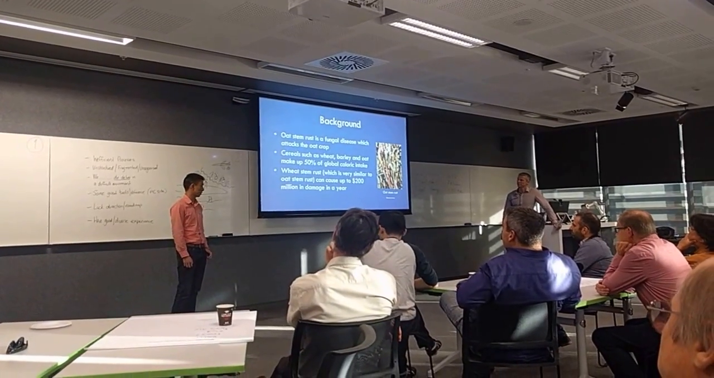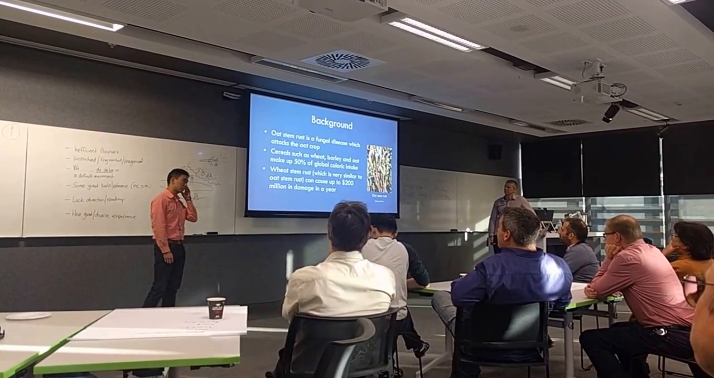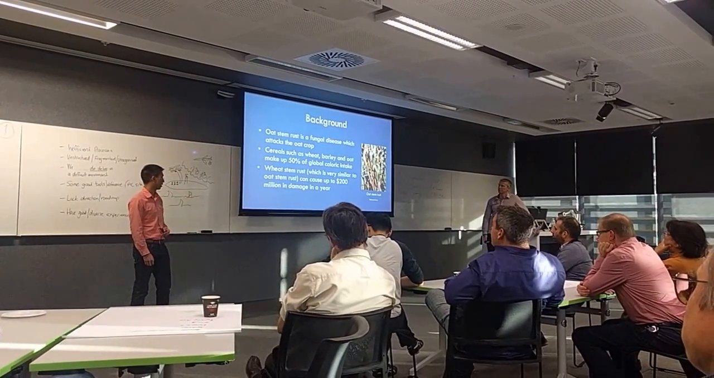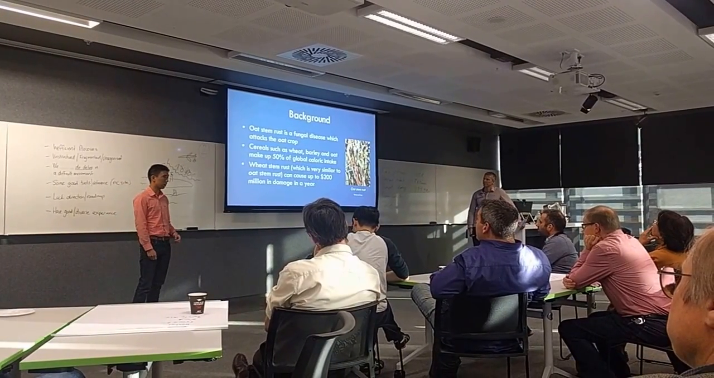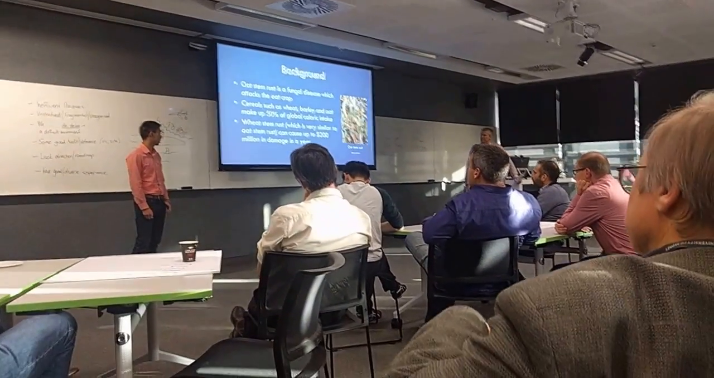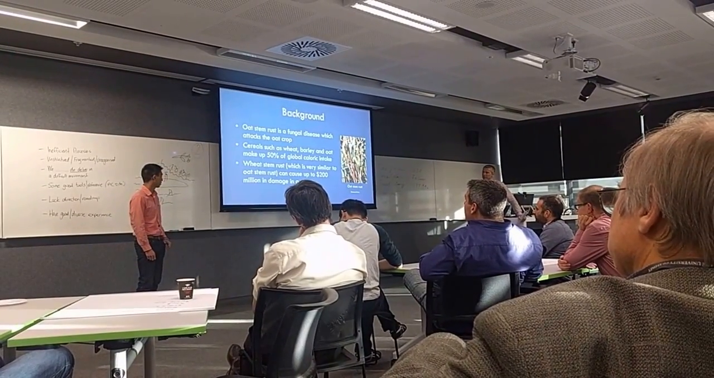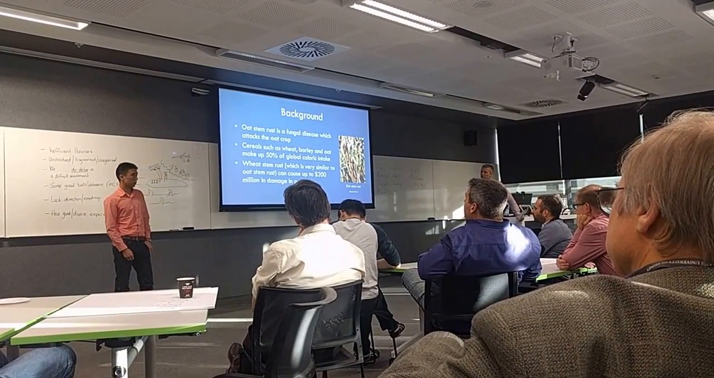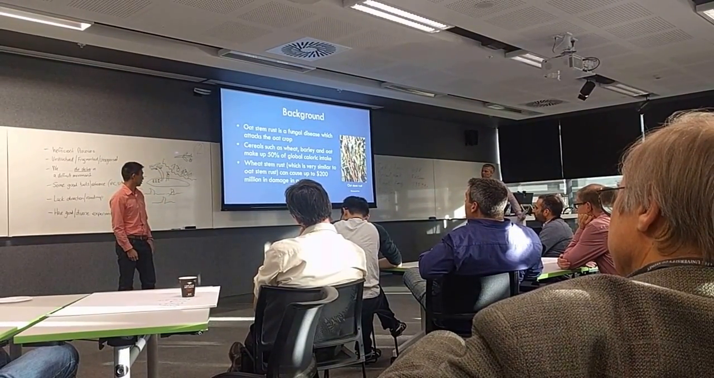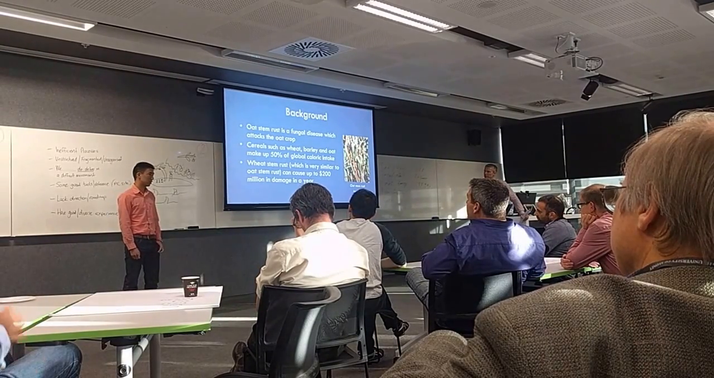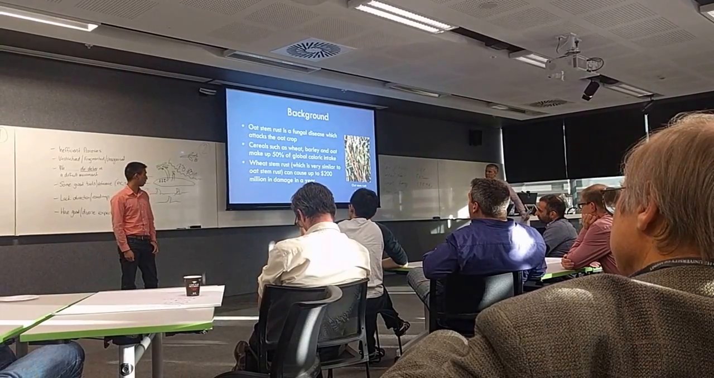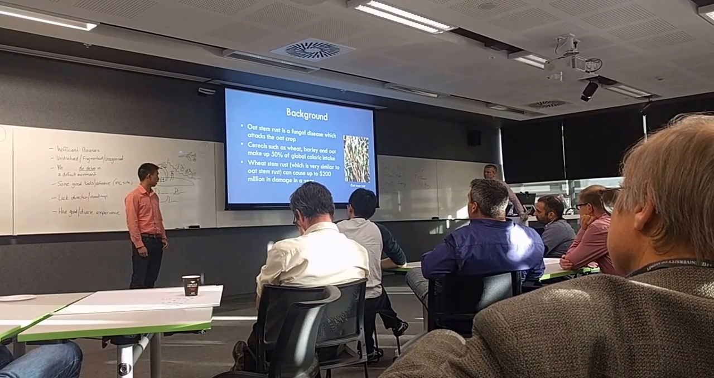Fungal disease which attacks the rust crop. And so cereals such as oat, but also wheat and barley and so on, are very, very important worldwide, and they make up more than 50% of global calorie intake. So with cereals being such an important part of the global food supply, diseases such as stem rust will have a very large economic impact worldwide.